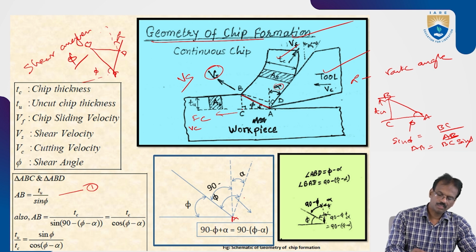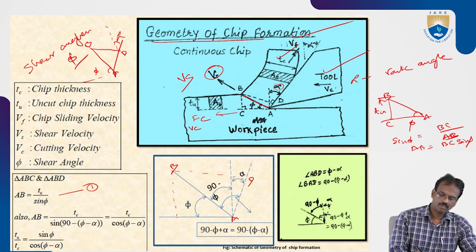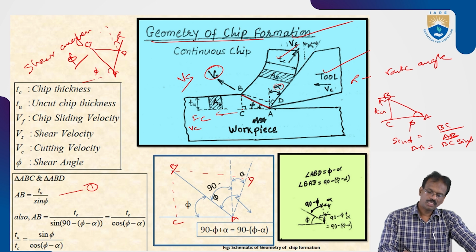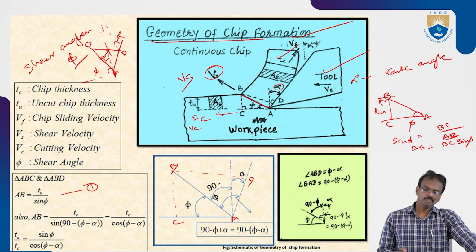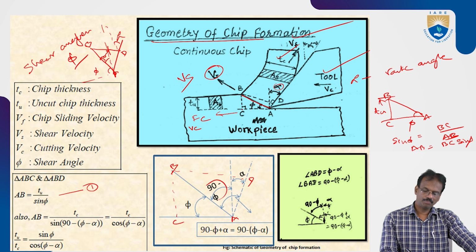So because AB represents the D, this representing the C. Okay. So this angle is equal to alpha. Then this is the angle, because this is 90 degrees, this angle is equal to 90 minus phi. Okay. This angle is equal to 90 minus phi. So here this is the 90 minus phi.